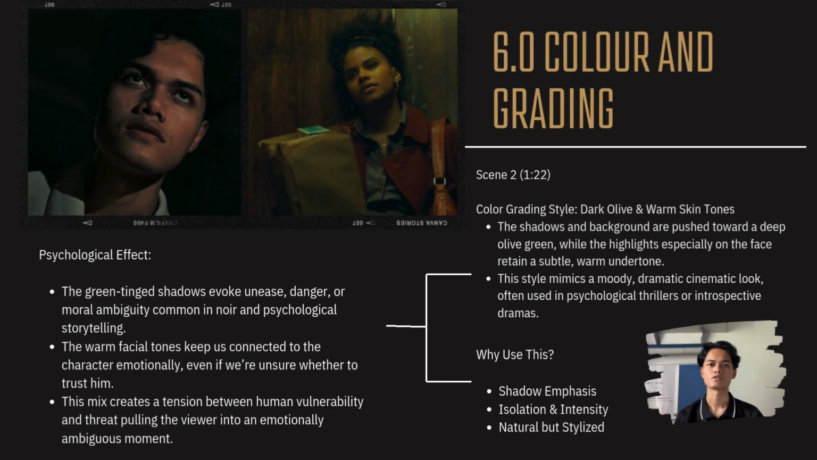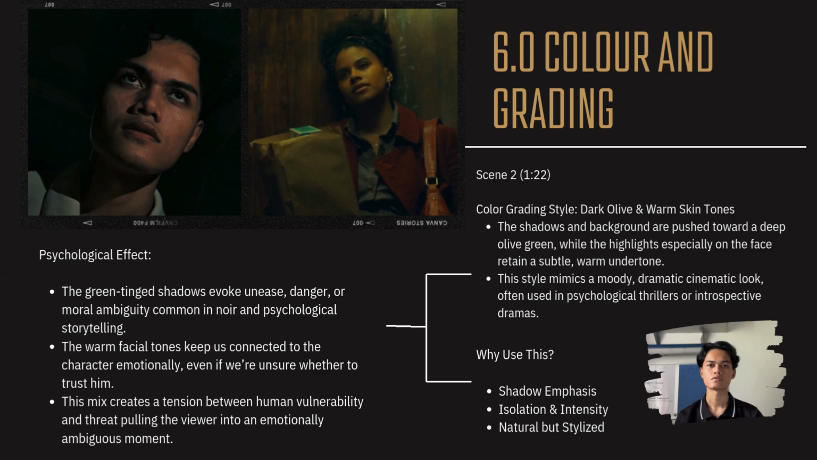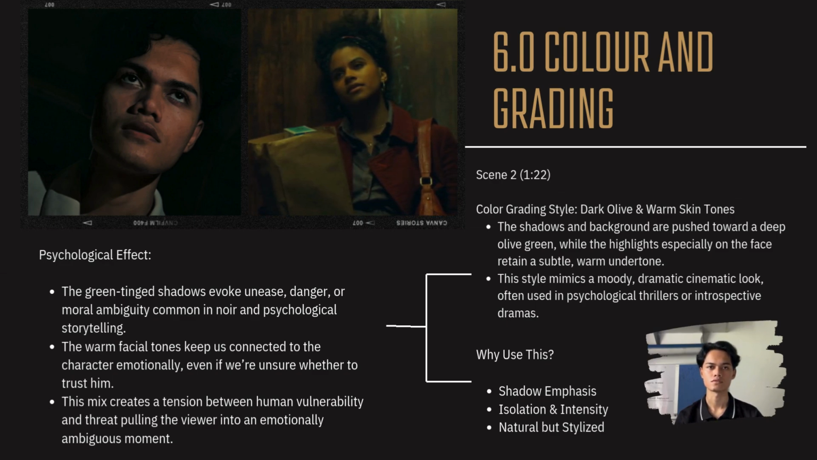So next, for scene 2, we use dark olive and warm skin tones. The shadows and background are pushed toward a deep olive green, while the highlights, especially on the face, retain a subtle warm undertone. This style mimics a moody, dramatic cinematic look, like psychological thrillers or dramas. The greenish olive shadow gives the scene a gritty, unsettling tone, suggesting something curious or fishy.